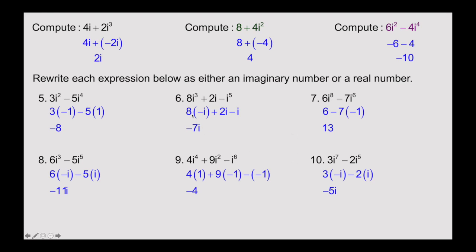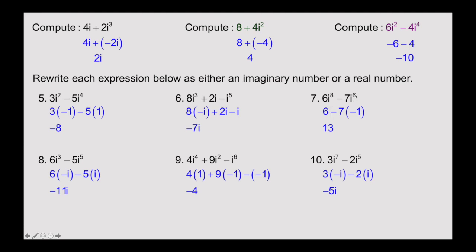So now as I combine these, I've got negative 8i plus 2i, so I'm at negative 6i minus 1i, and that is going to combine to give me negative 7i. For number 7, I've got 6i to the 8th. As soon as I see that that 8 is divisible by 4, I know that that is going to cancel out or become a 1. So that's why I'm just left with 6 here.